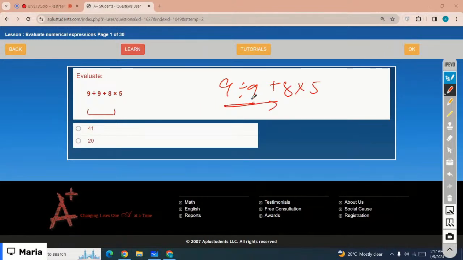The first thing here is division, just divide. 9 divided by 9 is 1, right? Now go again from left to right, you have multiplication over here. So you have to do multiplication now. 8 times 5 is 40. The last thing is you need to add. So 40 plus 1 equals 41. Got it? If you have any confusion related to the question I just did, you can ask if you have any.